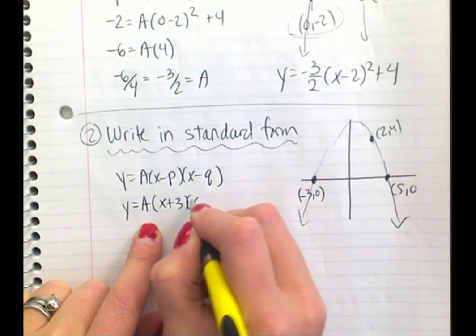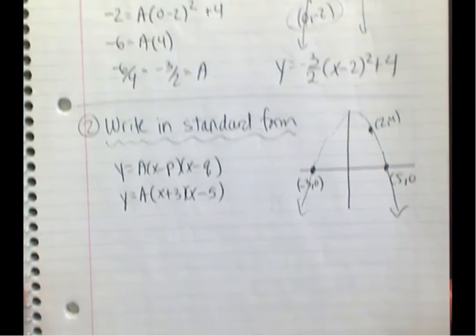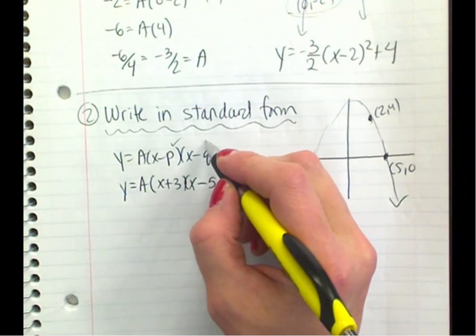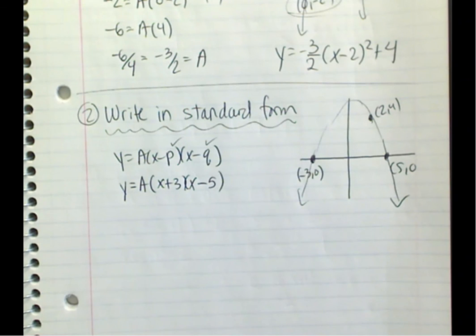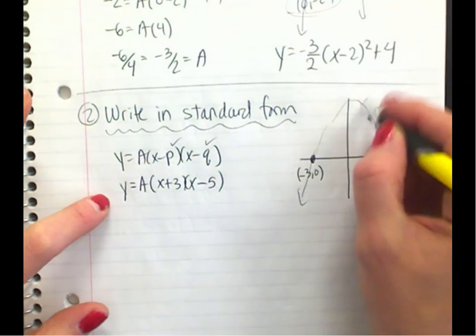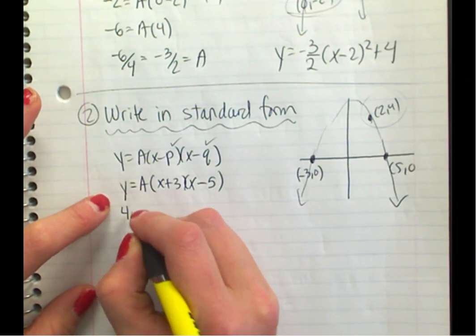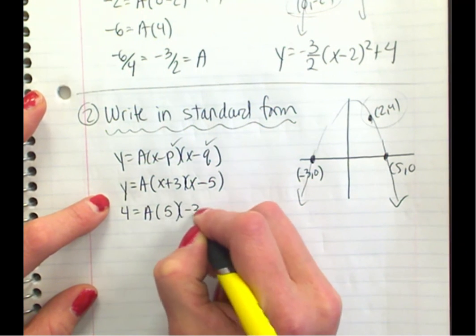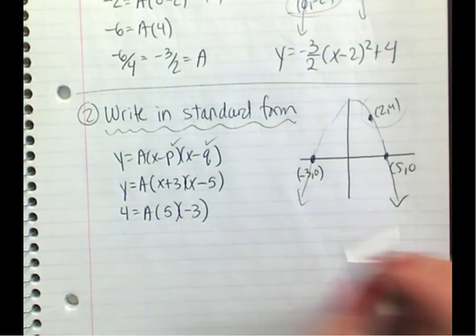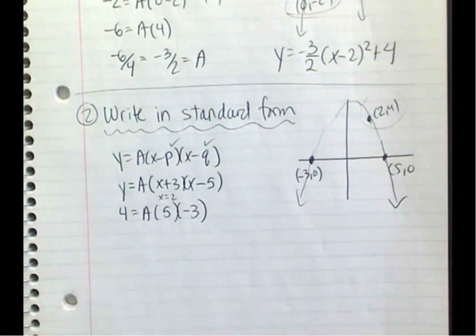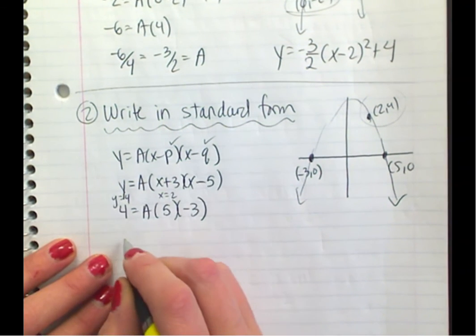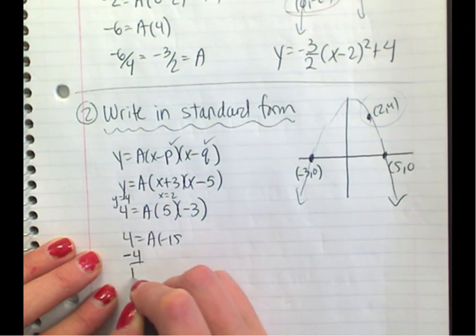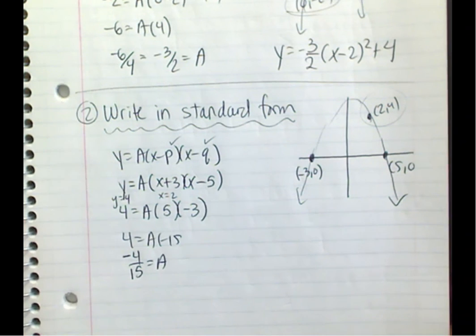A times (x plus 3)(x minus 5). The reason I start in intercept form is because I get to plug in P and Q with no extra work. Now I have to find my A. That means plug in the other point. So I'm plugging in x equals 2 and y equals 4. So negative 4 over 15 equals A.